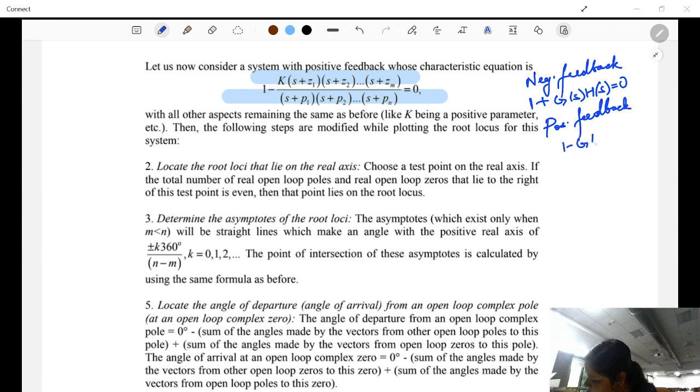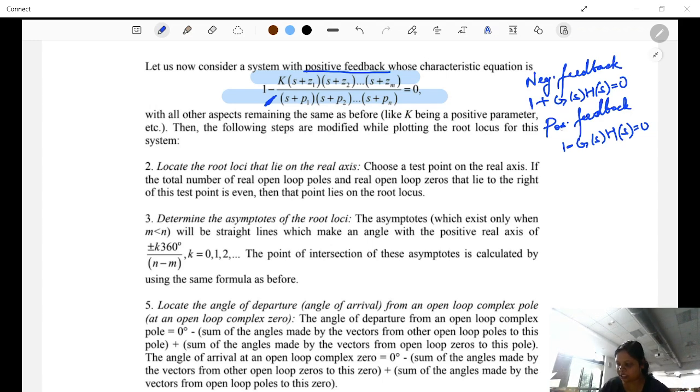1 minus GsHs is equal to 0. So we have these differences, right? Here is the minus sign, which is also reflected here, the same minus sign. If this were the case, you would have something with positive feedback. So there could be two cases when you could have this minus sign.